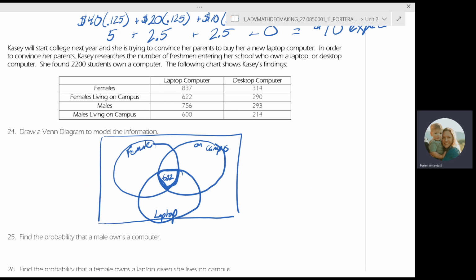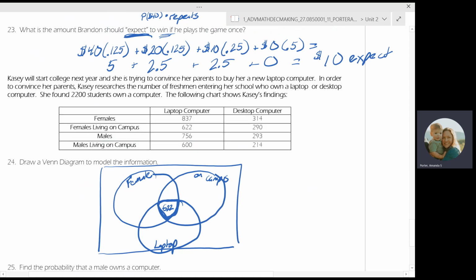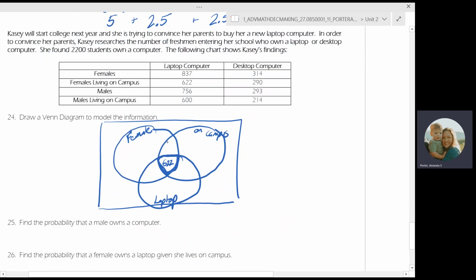Now, if I move out, I can just pick the next section to start talking about. This section right here is females on campus, but not owning a laptop. So females on campus not owning a laptop would be the desktops, and that's 290. So let's move to another section.